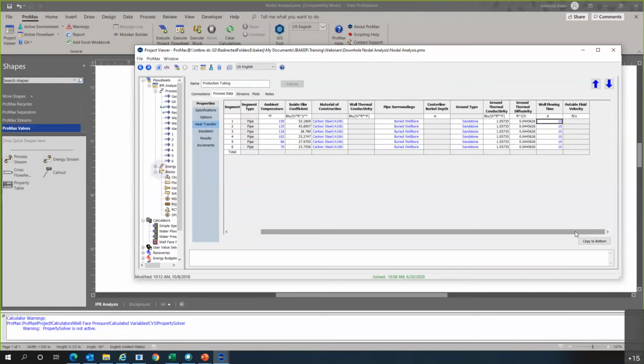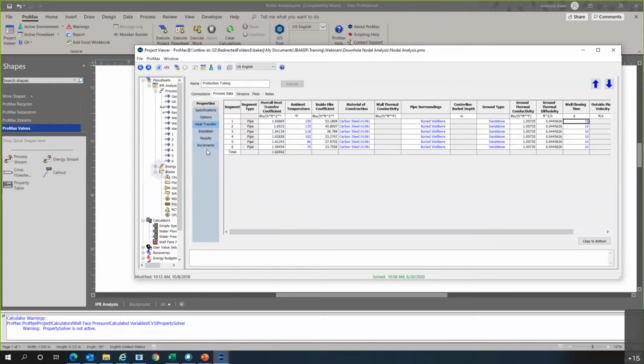And so that's the idea there, is that this correlation can take that into effect. The amount of heat transfer at the initial infancy of the well is going to be different than if it's been existing for days, months, or years. So that is playing a role here. Everything else here is just looking at results.